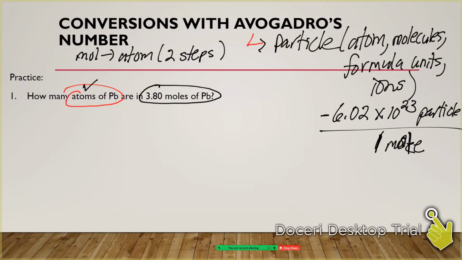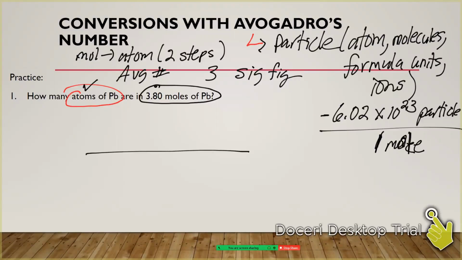I see atoms in there. That's the type of particle, so that gives me the hint that I'm going to use Avogadro's number. I don't see anything about grams or mass, so I'm not going to be using molar mass. And because of my given, I want my answer to have 3 sig figs. Molar mass and Avogadro's number are conversion factors, so they don't count toward the sig figs.